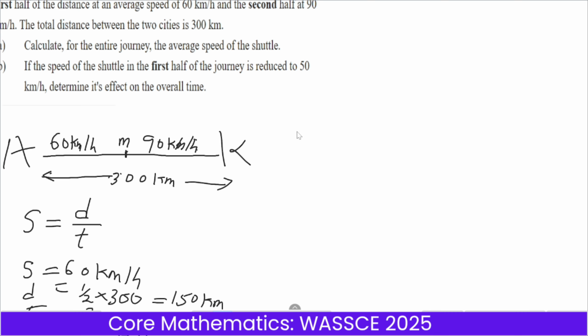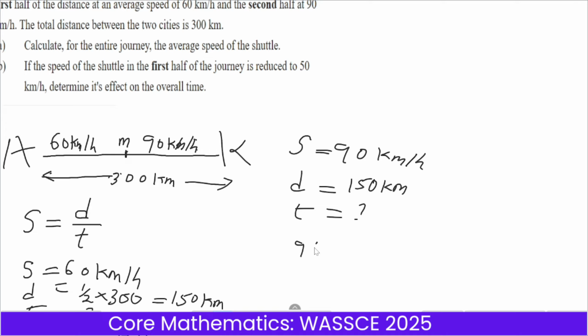So let's do that. Again, we know that our speed for the last part of the journey was 90 kilometers per hour, our distance remaining was 150 kilometers, and our time we don't know. So we can substitute these variables into our formula. We have our s, which is our speed, 90, equals distance, which is 150, all over time, t.